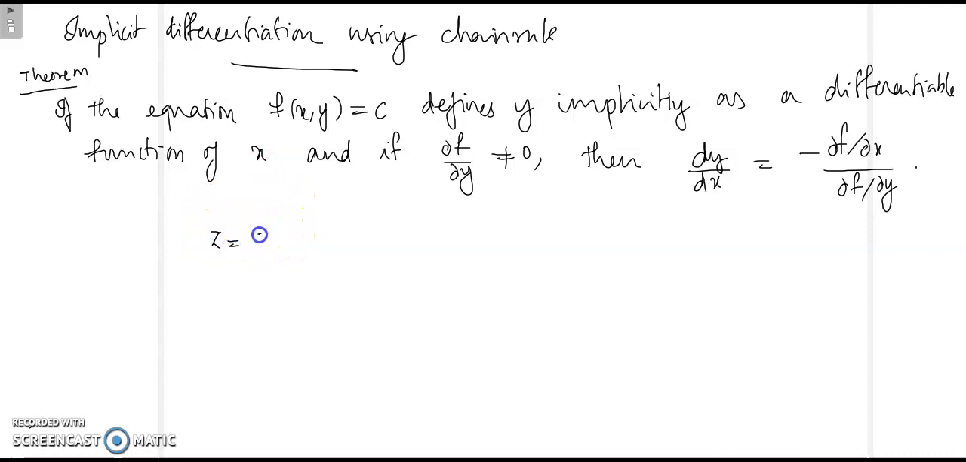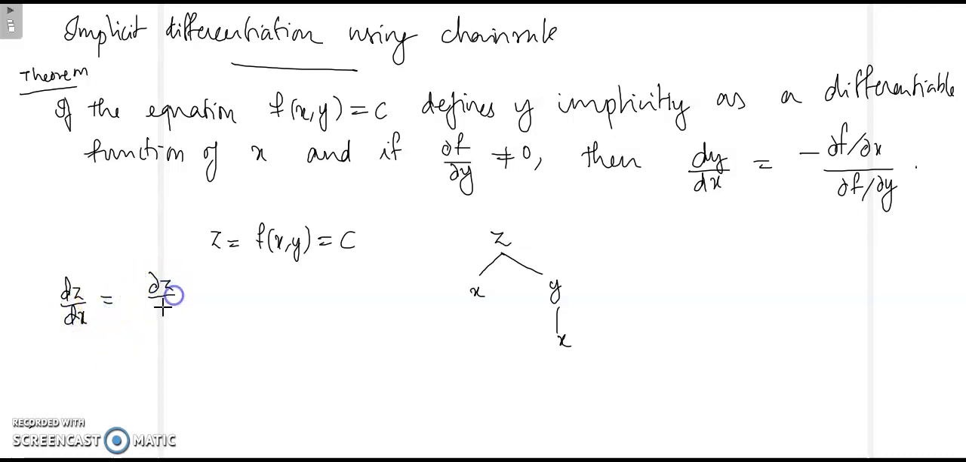So let me take z equal to f of xy equal to c. So here I can define z to be, so I have the representation z equal to f of xy. So z is a function of x and y. Now what is given is that y is a function of x. So here y is a function of x. So all the branches end at x. So let me find dz by dx.